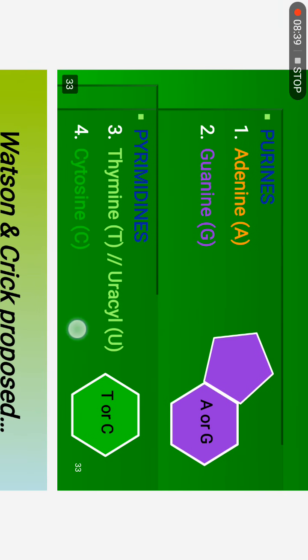So the shape is like this. Adenine and guanine have two rings. Pyrimidines have one ring.